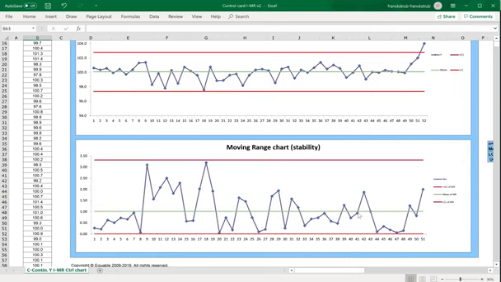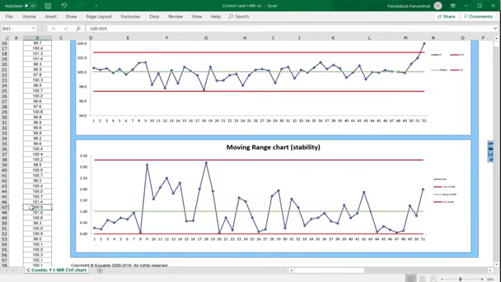Usually, if all your moving ranges are within the control limits, it means that your process is stable. If you have one point outside, you are out of control in terms of moving ranges, and so we could say that your process is unstable. Why? Because what we look for here is an average of moving ranges trending to 0, meaning there is no variation from point to point, and it's not the case here. So this is why it's interesting to look at this moving range chart as well.